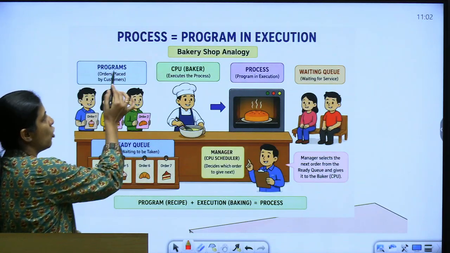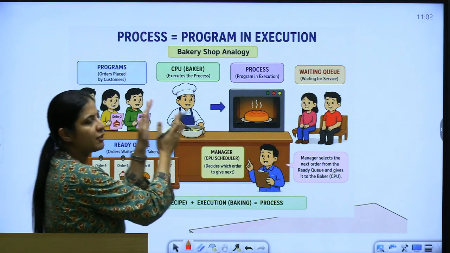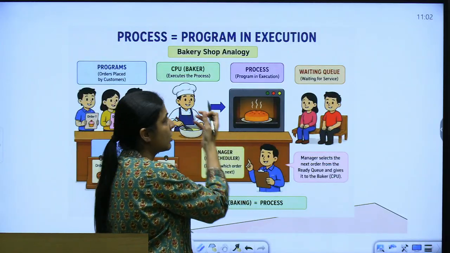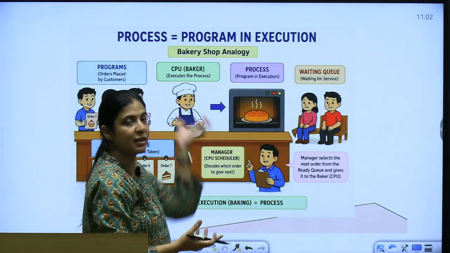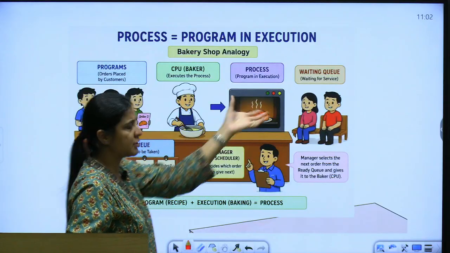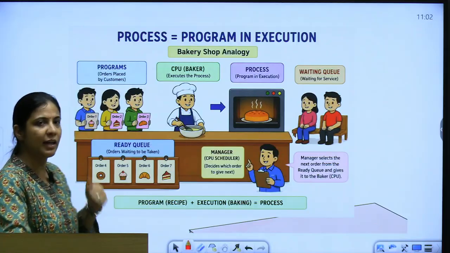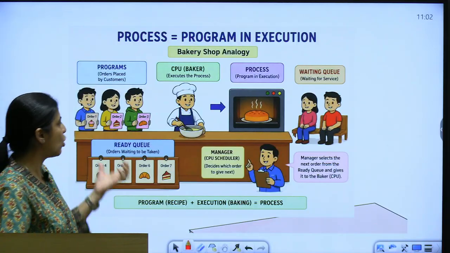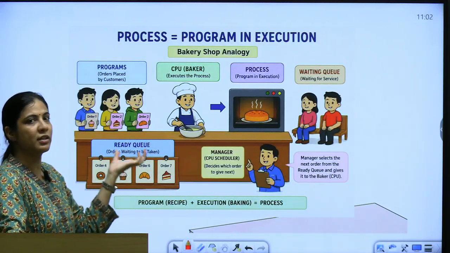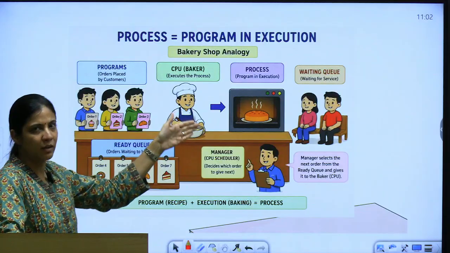Here, orders will be placed by the customers. Those orders will be transferred to the CPU, that is the baker. The baker will process the request given by the customers. There will also be a few other customers who are waiting. Where are they going to wait? Their orders will be kept in the ready queue, because these orders are waiting for the baker to get their chance to be executed.